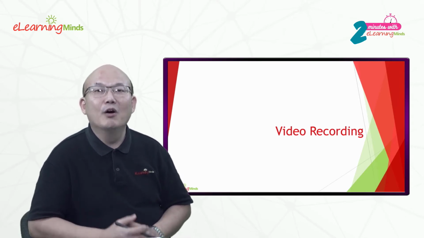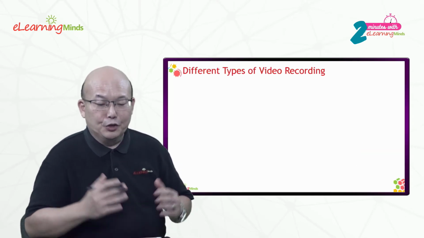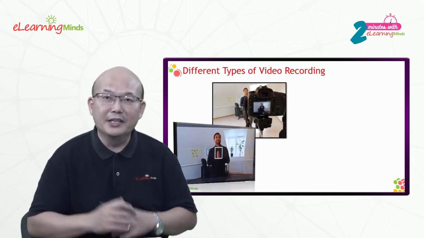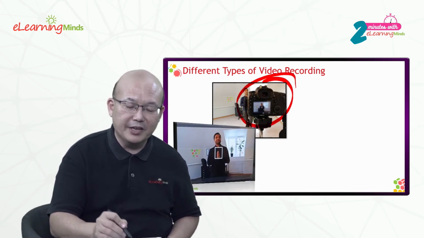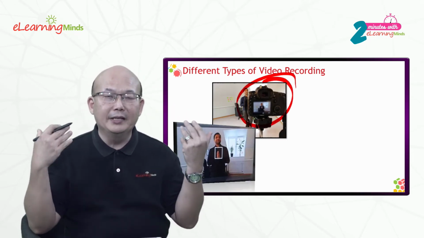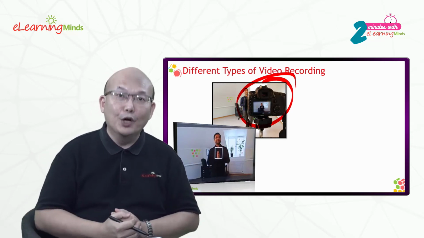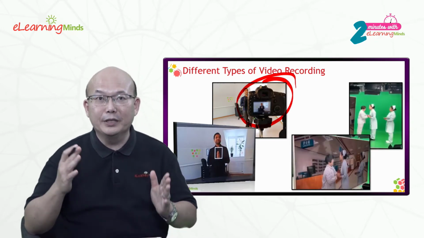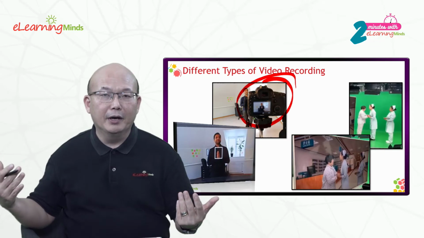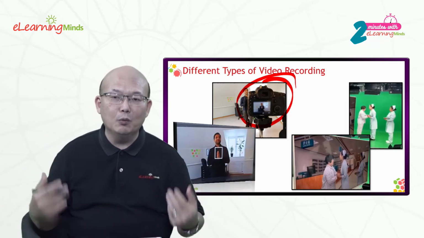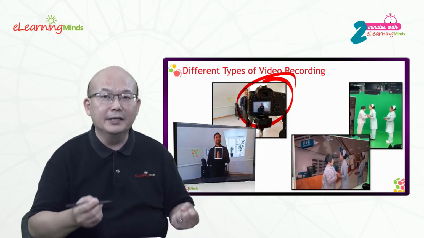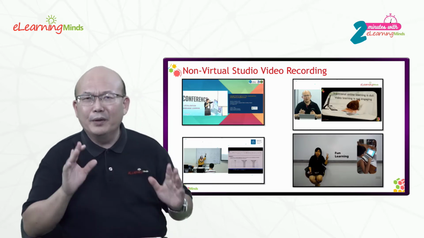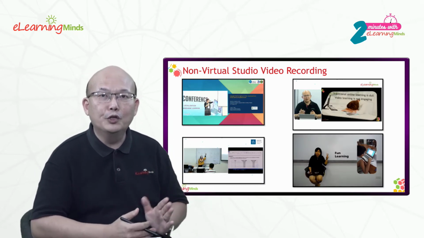Today we're going to talk about video recording. So let's first start with the different types of video recording. You can see this is one example where you make use of a camera and do a shooting, and you will get the actual environment. Whereas another type is where the video recording is held in a green room or with a green background, and at the end the background will be different from the actual background. So the first one is called non-virtual studio recording.